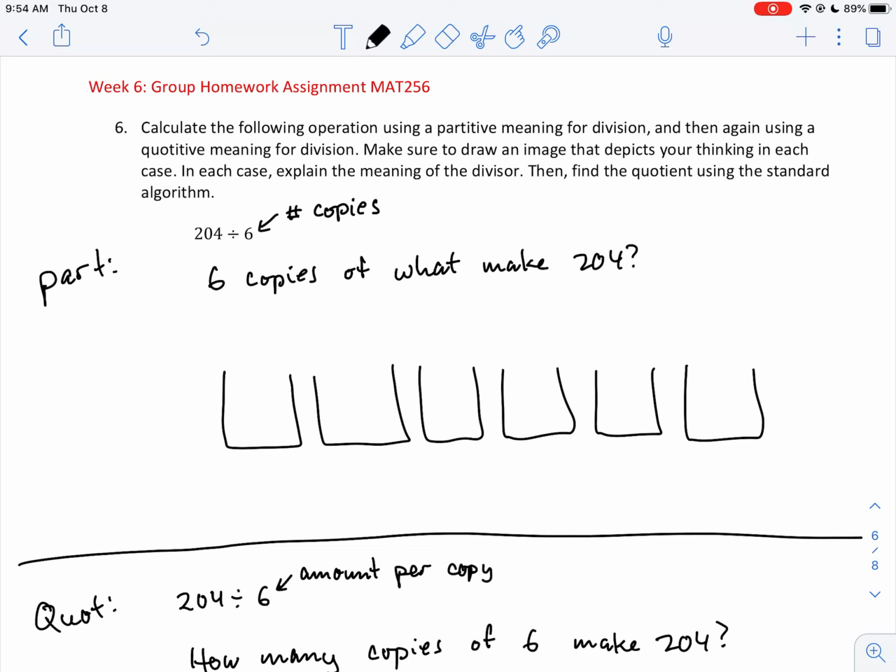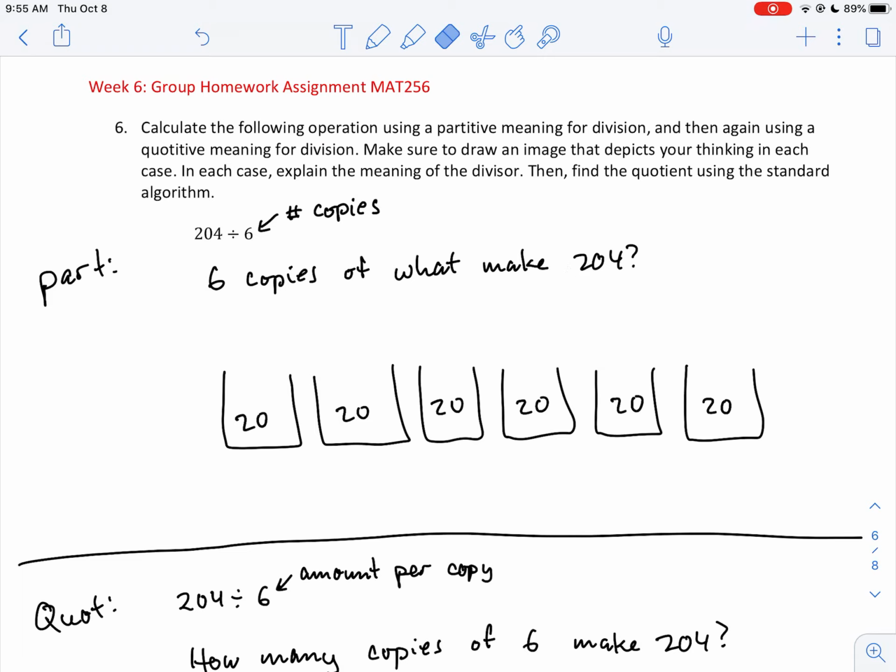And we're going to do this more numerically, instead of drawing 204 little boxes to represent whatever these are. Notice there's no word problem here. We're just trying to model this, but we're trying to answer this question: 6 copies of what make 204? And I'm just going to break up 204 into, I don't know, 20s. I'm going to put 20 in each box and see where that leaves us.